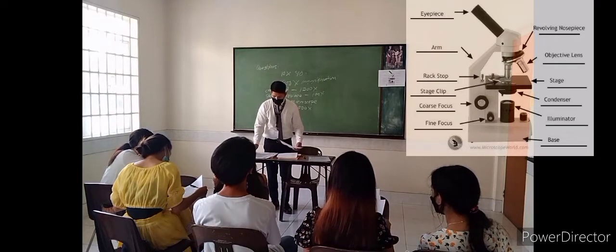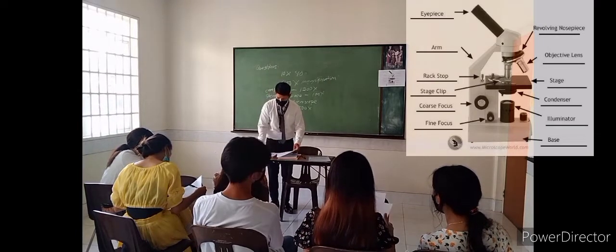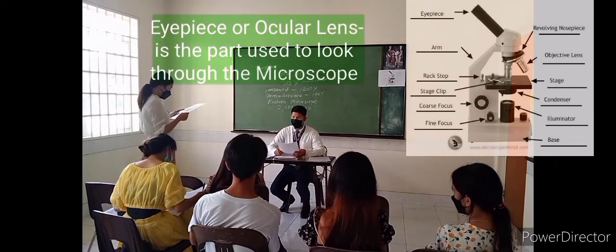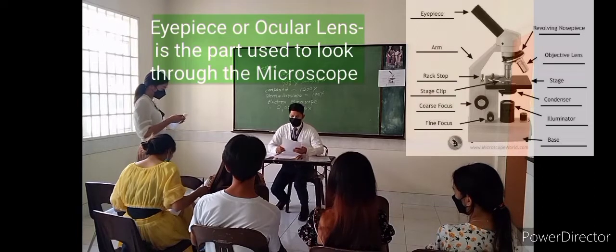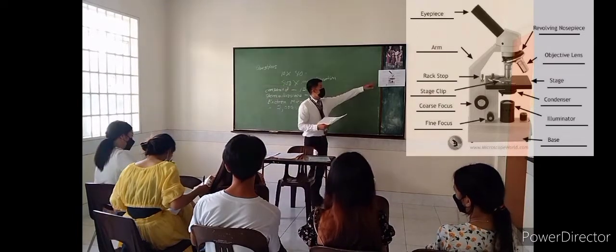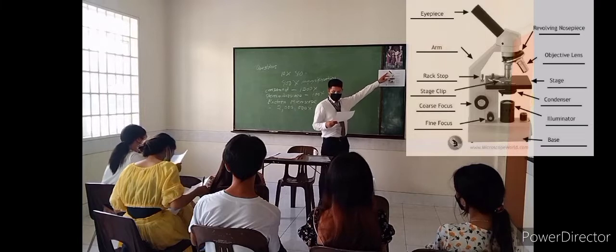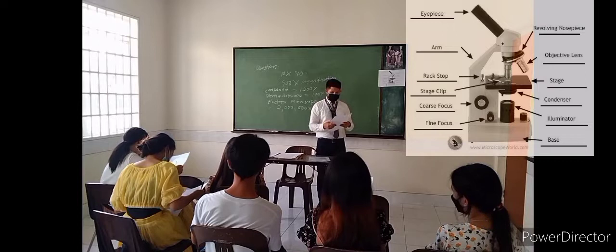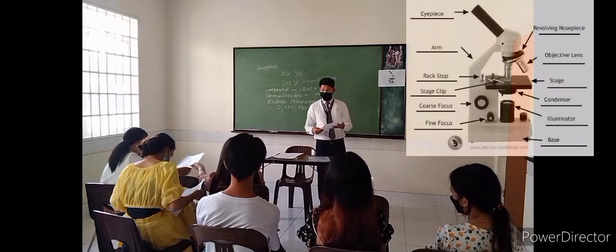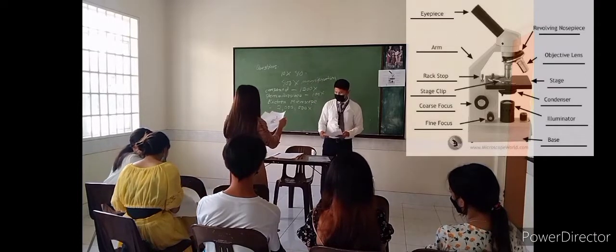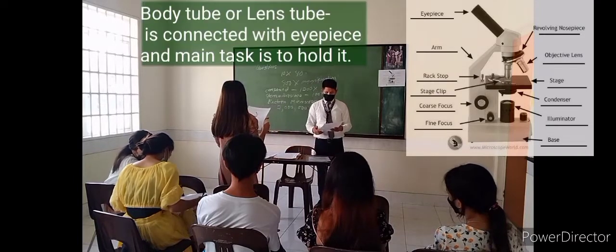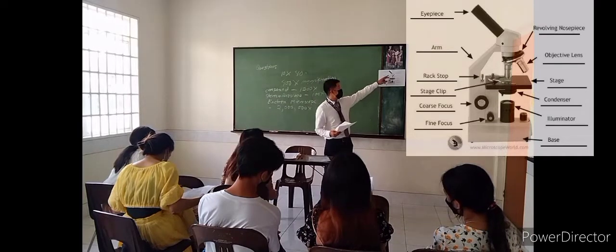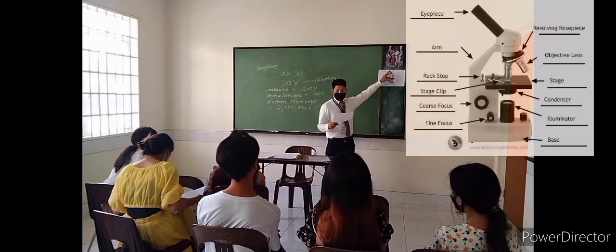Now we will discuss the parts and functions of the microscope. Number 1: this is the part used to look through the microscope. This is the eyepiece, for you to be able to look into the microscope. And then number 2, the body tube or lens tube is connected with the eyepiece and its main task is to hold it.